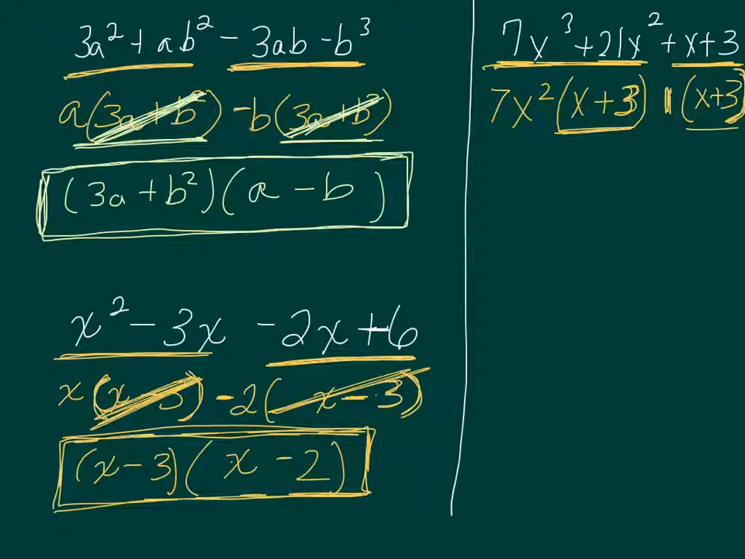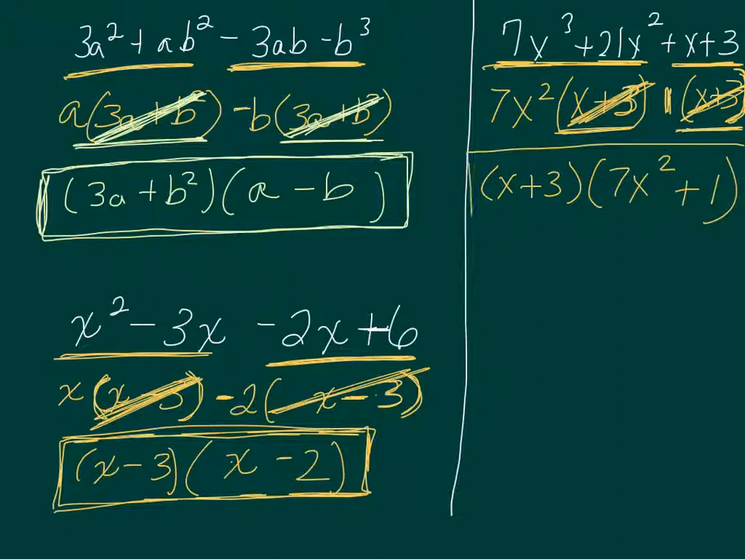Now I have two parentheses with the same expression. So I'm going to bring that out, x plus 3. And I'm going to write what's left after I get rid of that expression. So it's 7x squared plus 1. There's my factored form.